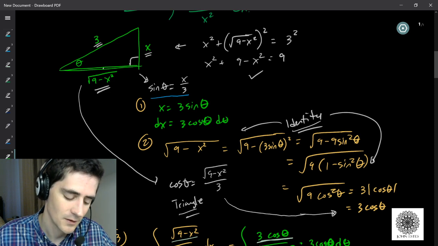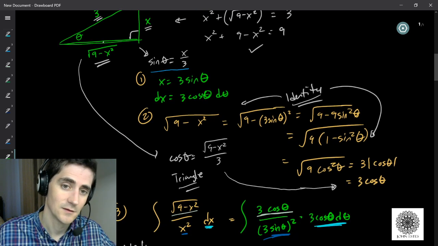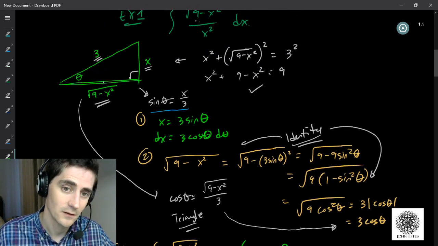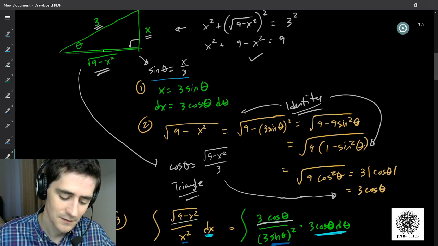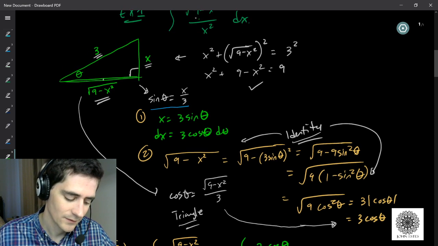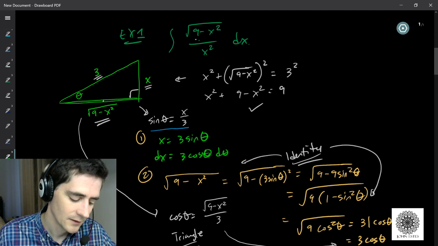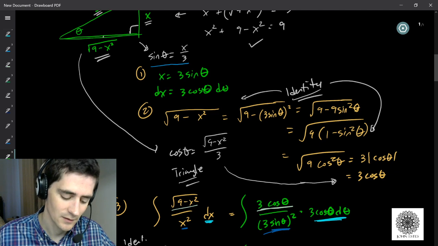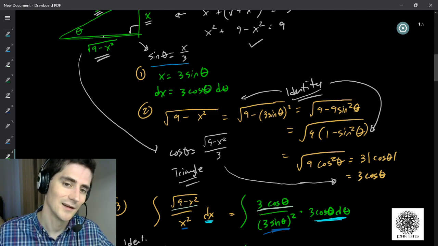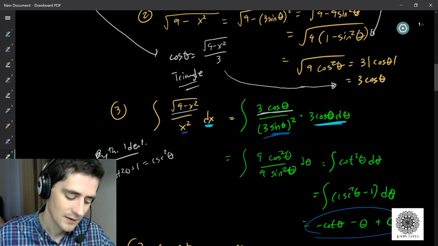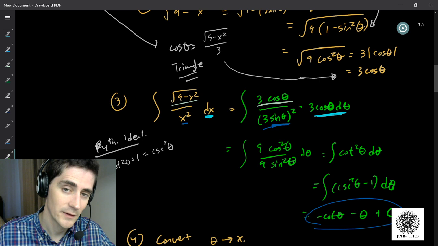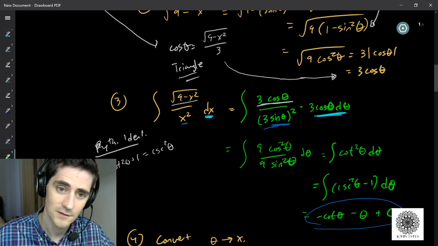Sine theta is x over 3, which then allows me to find dx just by using chain rule. And then I can also replace the square root of 9 minus x squared, either through an identity or by recognizing for my triangle that cosine is adjacent over hypotenuse, and so this square root of 9 minus x squared is going to solve down to 3 cosine theta. From that point, I can take my original integral and just replace the pieces I found. Square root of 9 minus x squared is 3 cosine, x is 3 sine, dx is 3 cosine d theta.